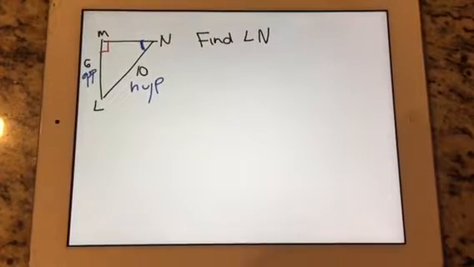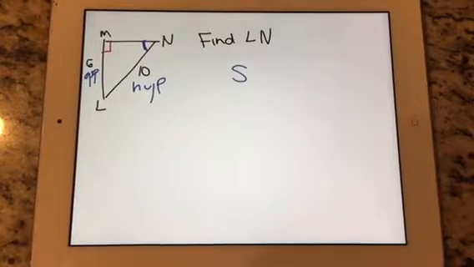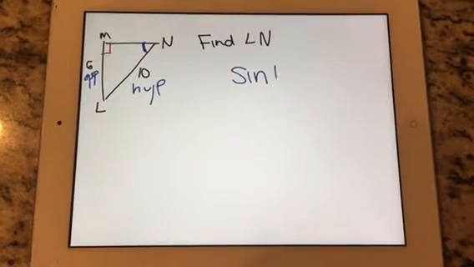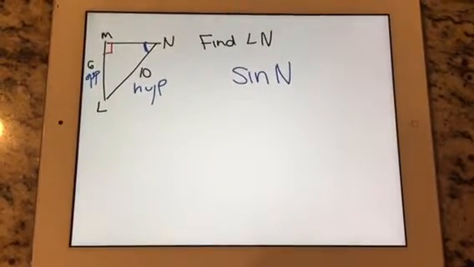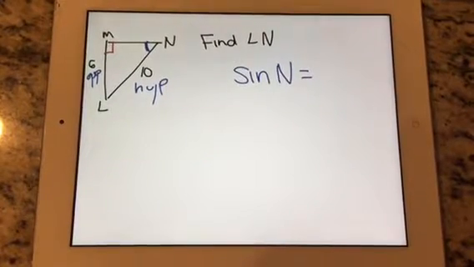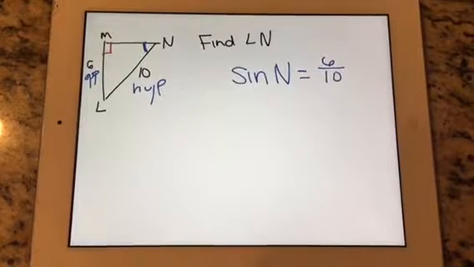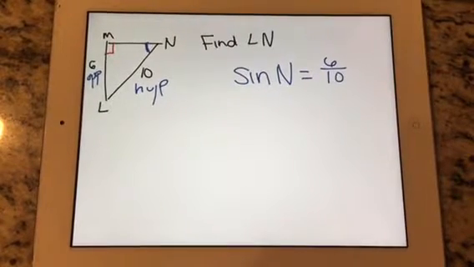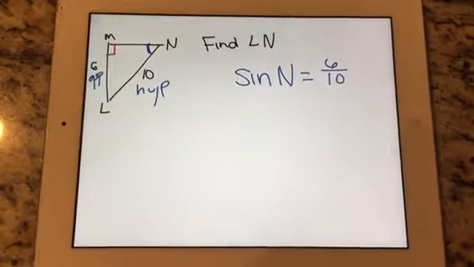I'm hoping you identify that we need to use the sine function. I don't know what my angle measurement is, so we call that sine of n. I'm going to set that equal to our ratio, so we get 6 over 10. Now, you guys are actually going to love this.